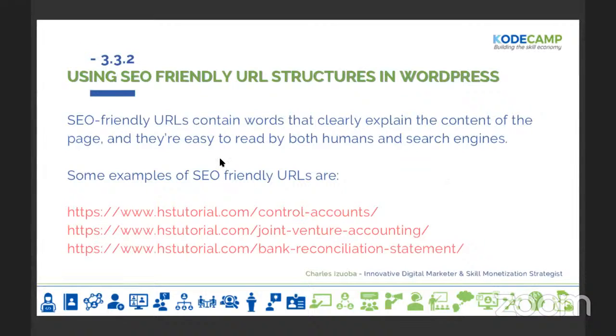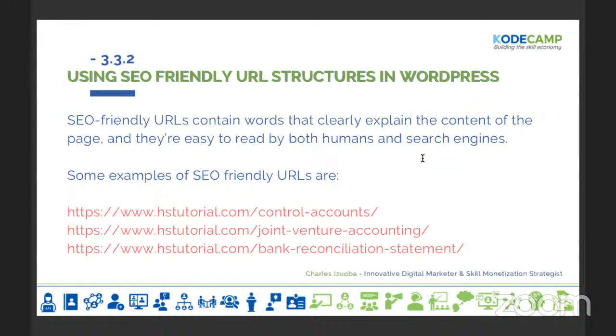All right. So some examples of SEO-friendly URLs are these. You can see what we have here, right? We have https://hstutorial.com/control-accounts. So if you're an accounting student or maybe an ICAN student, the moment you see this, you already know what it means, right? It means you're about to read a topic on control accounts.